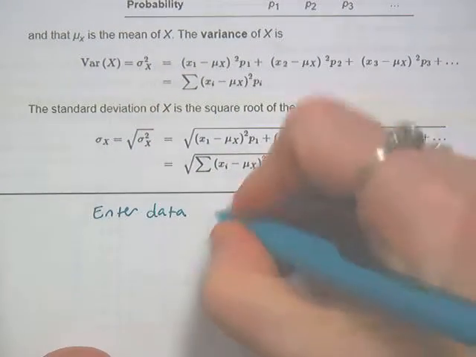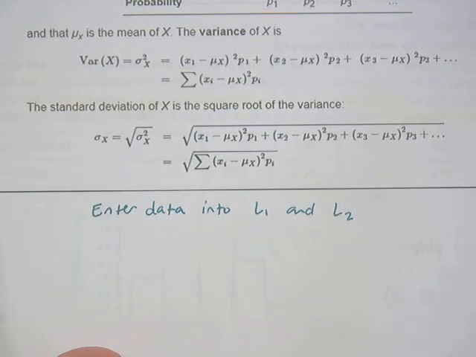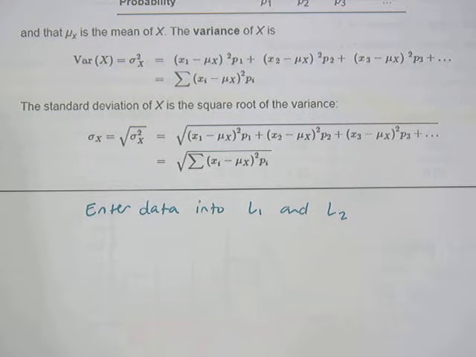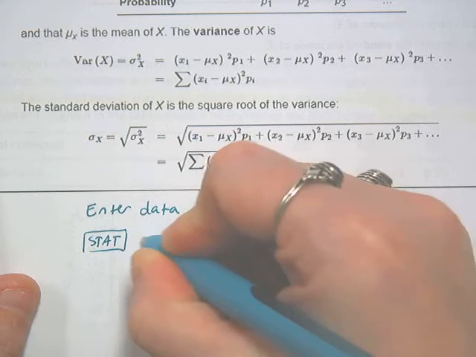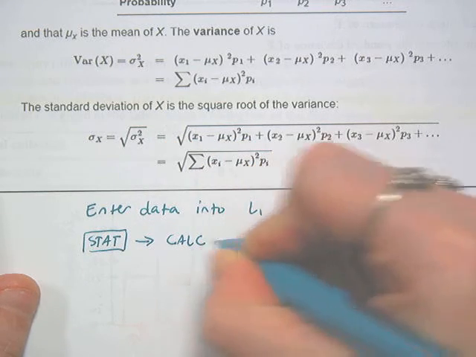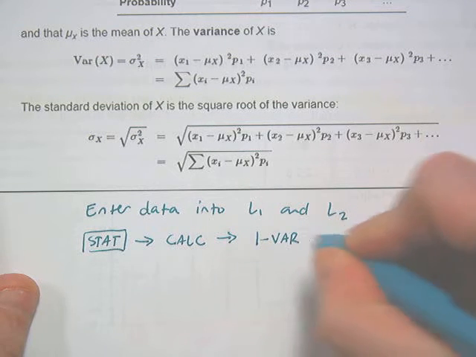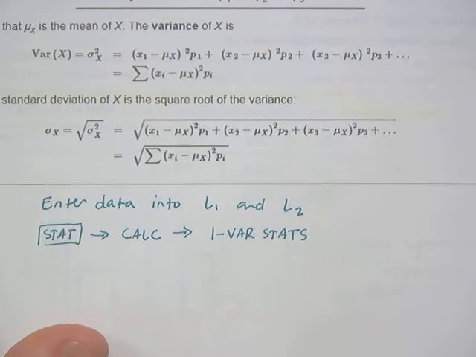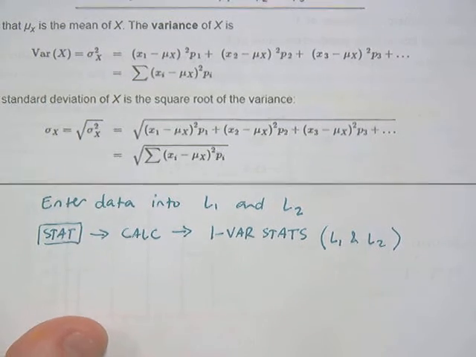You're going to enter your data into list 1 and list 2 of your calculator. Don't worry, I'll make sure you remember how to do all this, okay? So if you have a problem on your test and there's a big table of values, enter the data into list 1 and list 2, and then you're going to hit stat. You're going to arrow over to the calc for calculate, and you want it to calculate one var stats. One variable statistics is what that represents. Just make sure that you have list 1 and list 2 on that next screen.